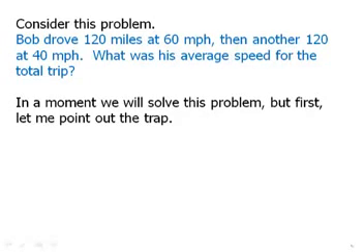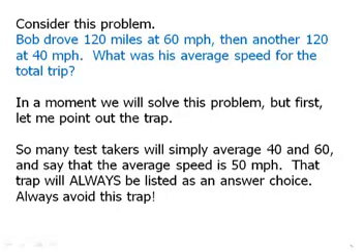In a moment we will solve this problem, but first let me point out the trap. So many test takers will simply average 40 and 60. Of course, the average of 40 and 60 is 50, so they're going to say that the average speed has to be 50 miles an hour. That trap will always be listed as an answer choice. Avoid that trap. So 50 miles an hour is the wrong answer.